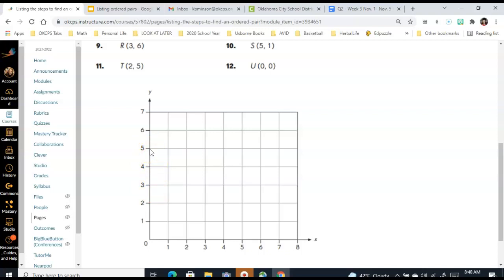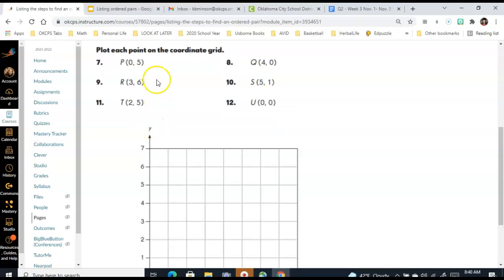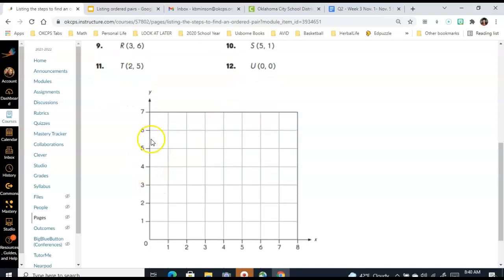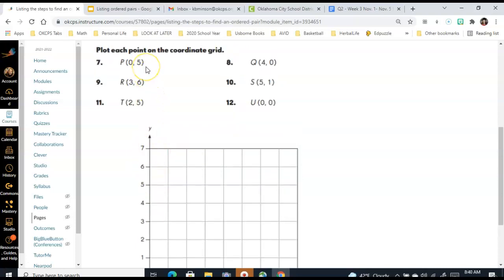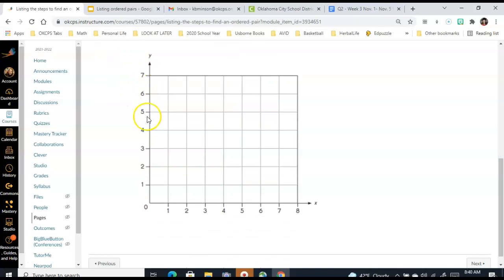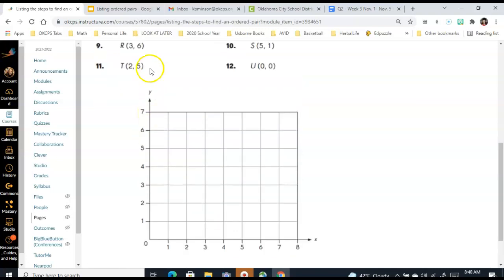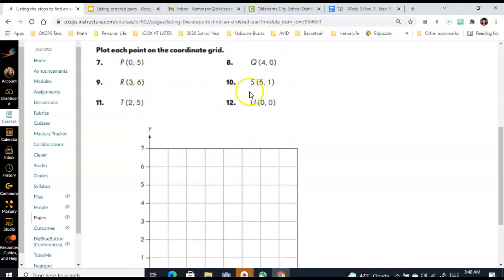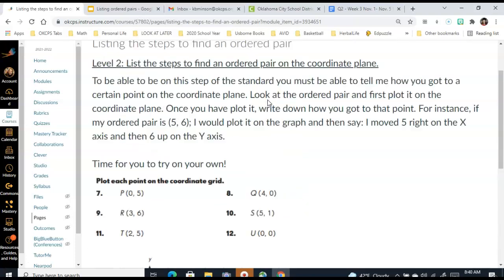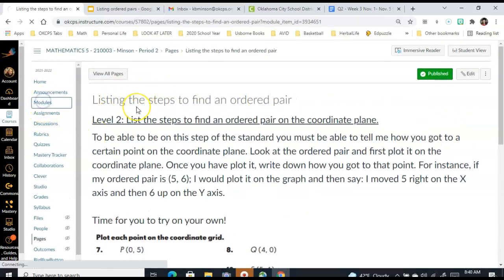Then, on the side, you would write, I did not move any on the x-axis, but I moved 5 up on the y-axis. So do you see how I plotted the point and then I took the time to tell me how I got there? Okay, so that's the one example for this. I would like you to do this, okay? Then when you are finished with this part, you are going to go back to modules.